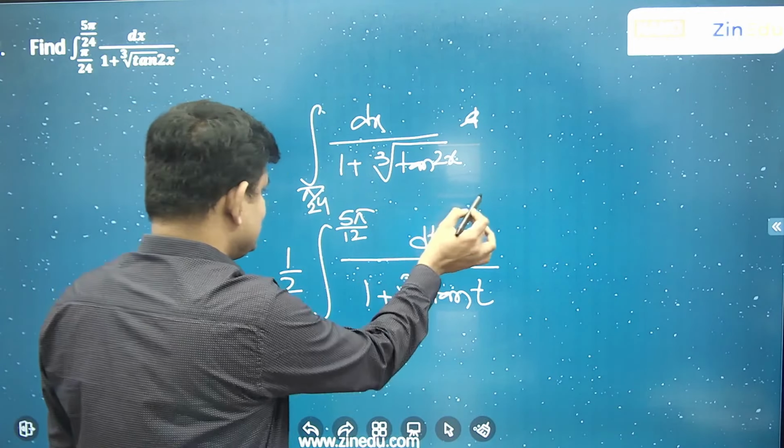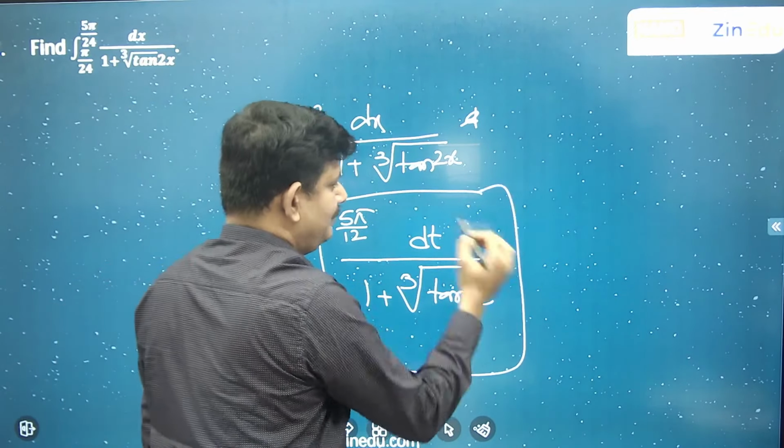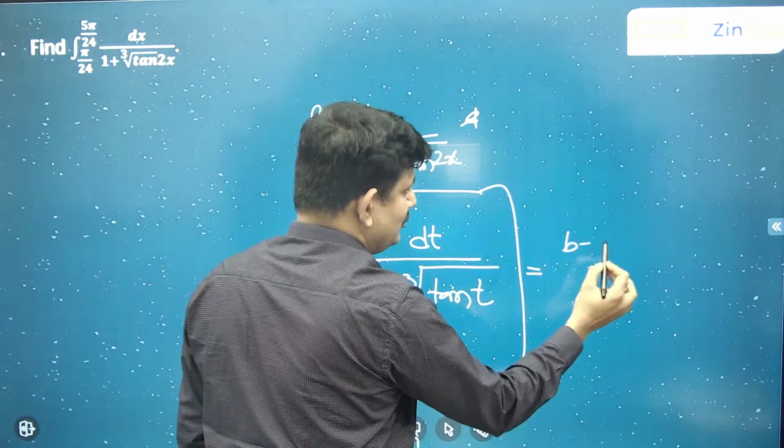Answer for such an integral will be b minus a by 2. Subtract the limits and divide by 2. Subtract the limits, how much is it? 4 pi by 12, which is pi by 3, minus pi by 6. One more 12 is there, it will be pi by 12. As simple as that, you need not do anything.